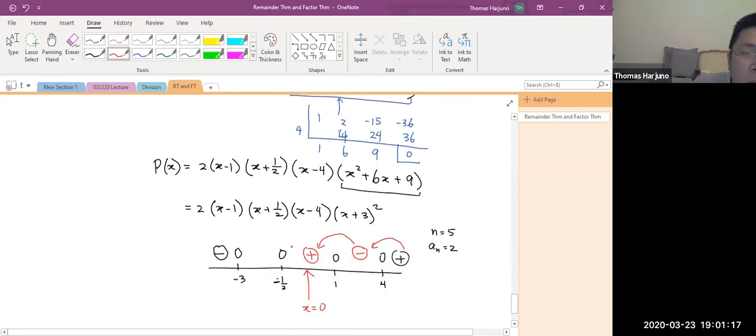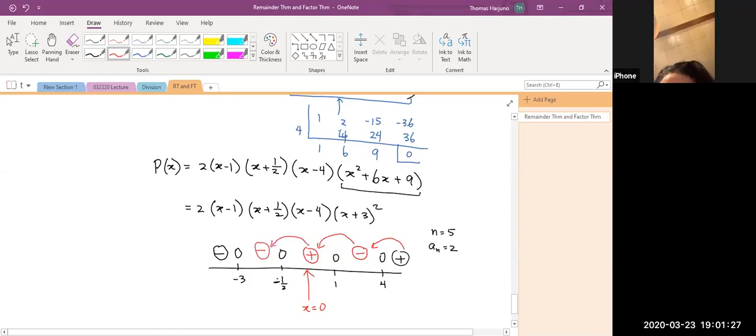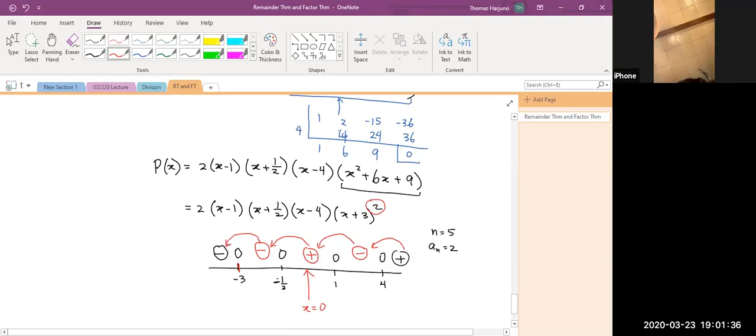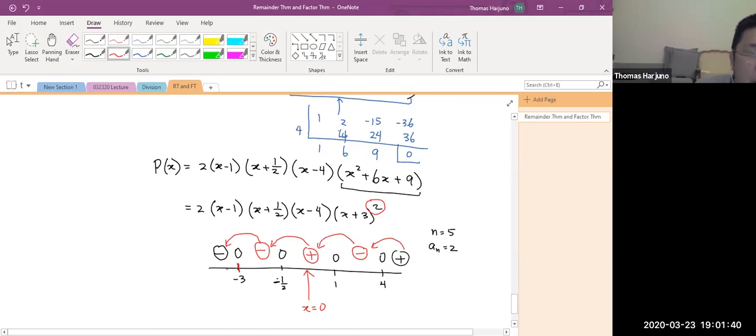Now then, x equals negative 1/2 is a 0 with odd multiplicity, so I change sign, right? However, negative 3 is a 0 with multiplicity of 2, so I don't change sign. So remember the technique we used before? We pick a point in this interval, we test that, pick a point in this interval, test that. Right now, we don't do that anymore.